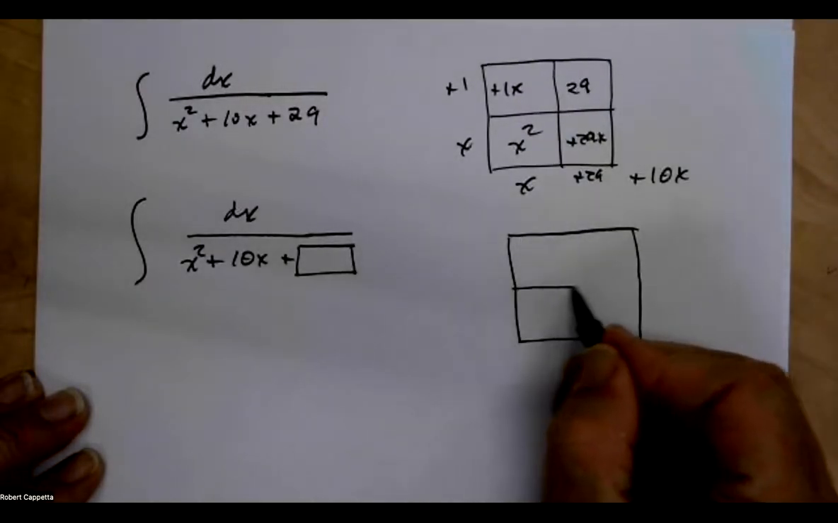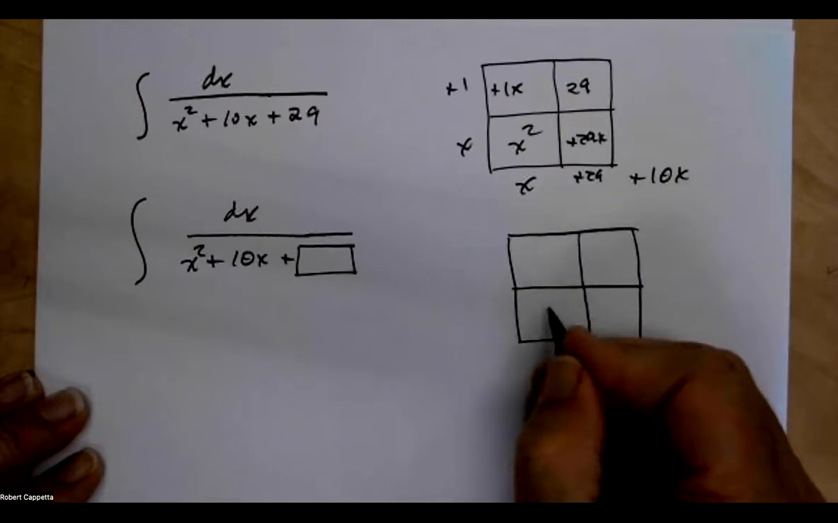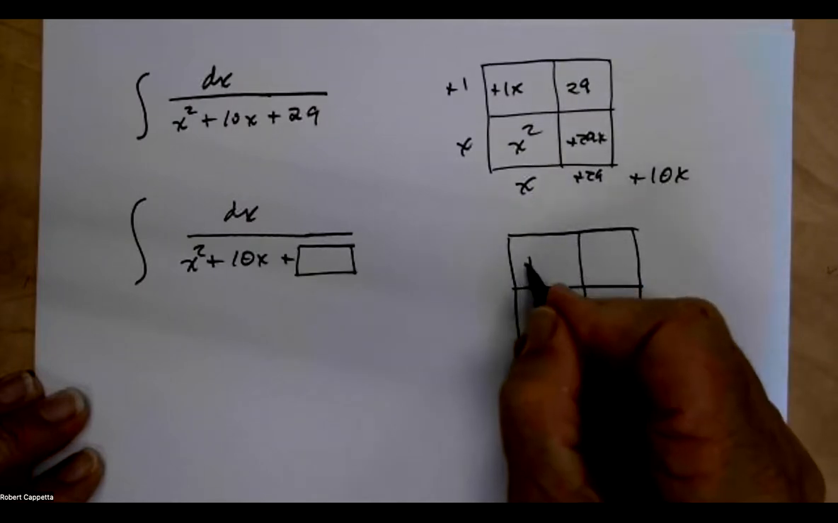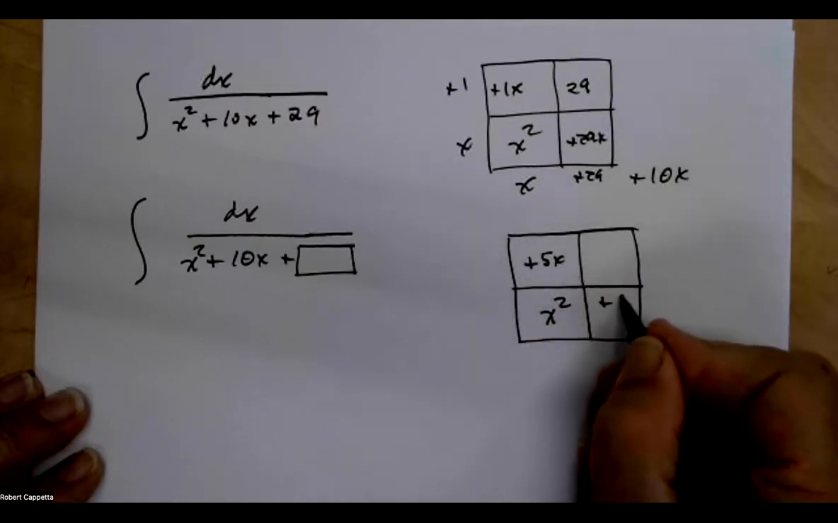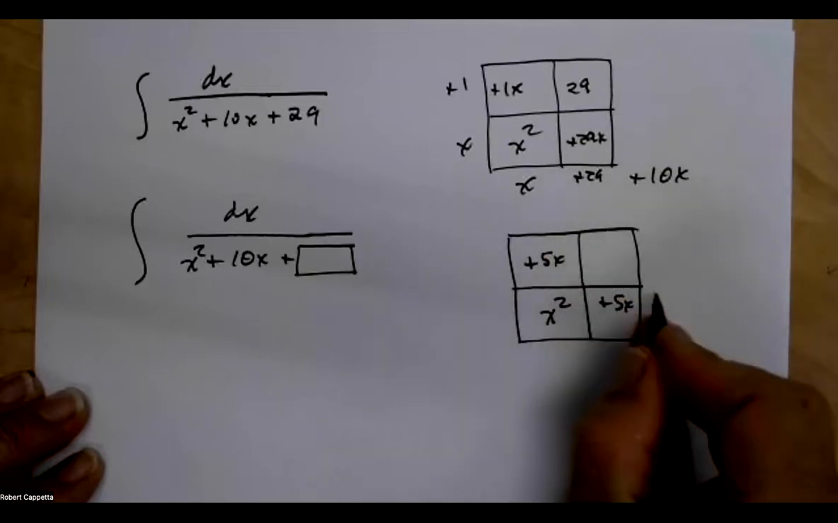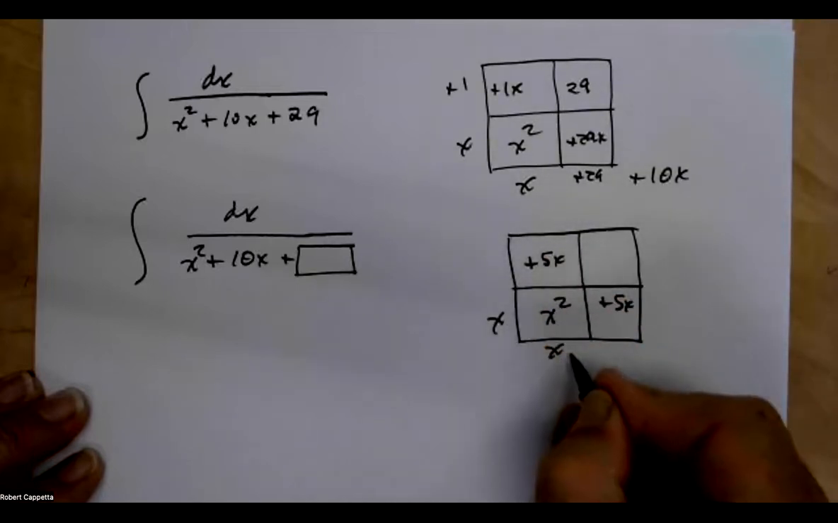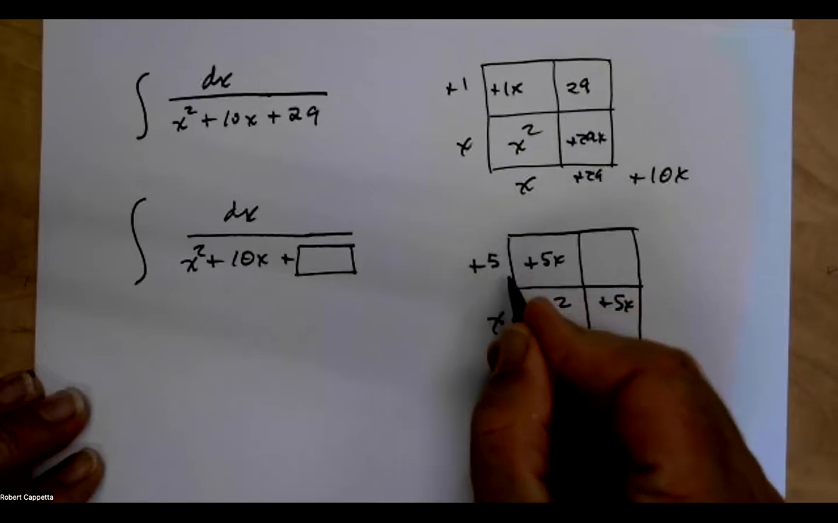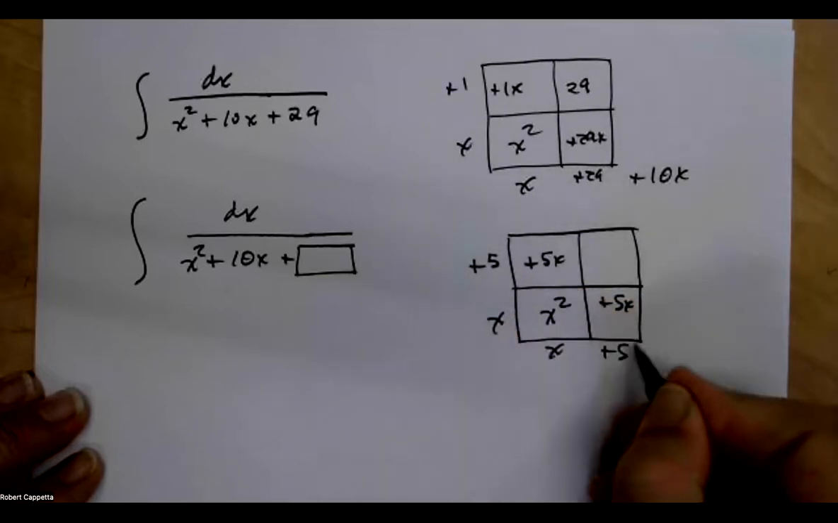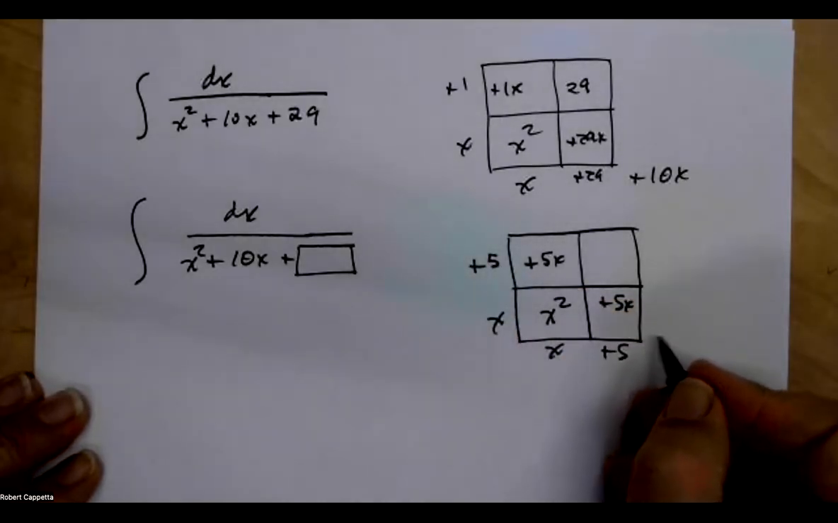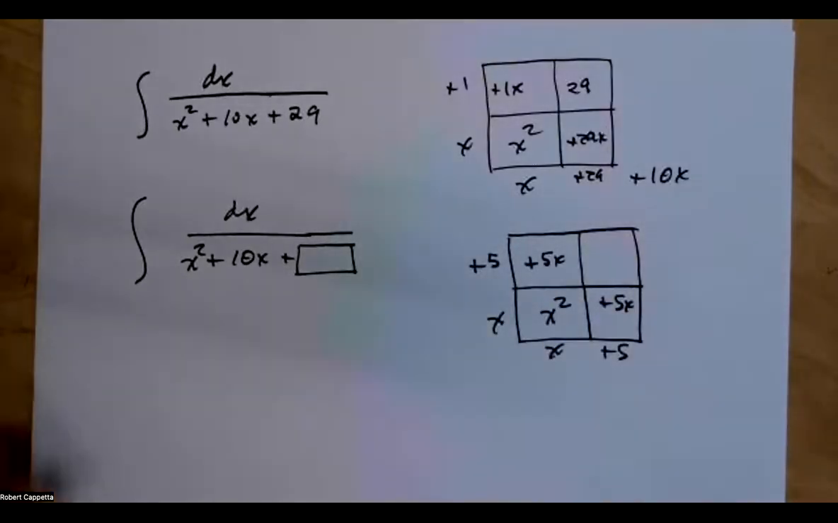To remind you of this process from algebra, we have x squared here. 10x is plus 5x and plus 5x. So you split the 10 in half. So this piece, x times x, gives me x squared, length times width is area, plus 5 times x is 5x, plus 5 times x is 5x. So what completes the square? 5 times 5 completes the square.